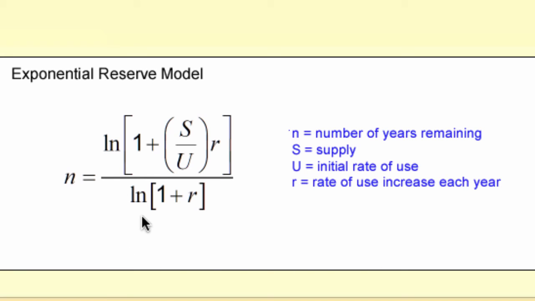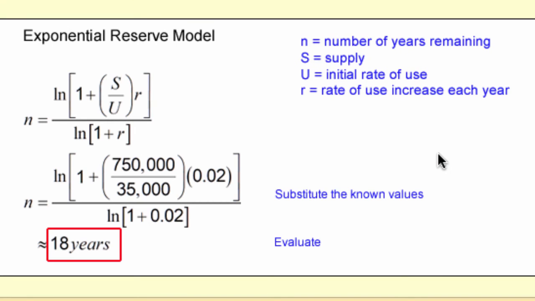And this is a much more complicated formula. You can see natural log is in there, both the numerator and denominator. And capital S is supply, capital U is initial rate of use, and the R is the rate of use increase each year. So you would need all these numbers, and then you can calculate the number of years that the supply would last. And here's that money example again.